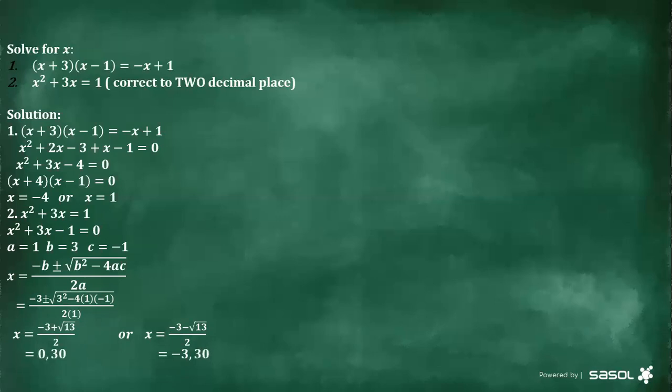In terms of decimals, it's going to give us 0.30, and the other one is -3.30, because the instruction was very clear to us that we should correct to 2 decimal places. If we have such an instruction and you did not write 2 decimal places, meaning 2 numbers after the comma, then you are not going to be rewarded marks for your answers, because you did not follow the instruction. So let us make sure that we do follow the instruction.